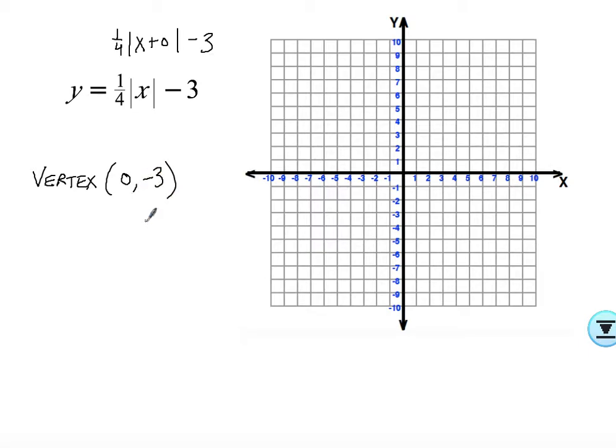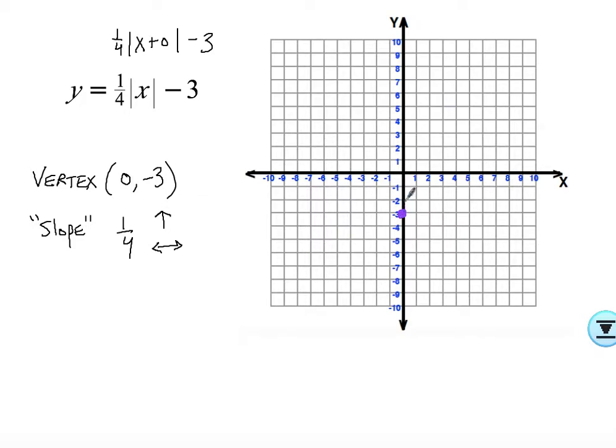So that means our vertex is going to start at (0, -3). And then our slope, remember it's not technically a slope because these are not perfect lines, but we can use that idea. The slope is the number out in front here, which is 1/4. The top number, since it's positive, is telling us to go up. The bottom number is where we're going to go left and right. So I would start at my vertex, (0, -3), right here.